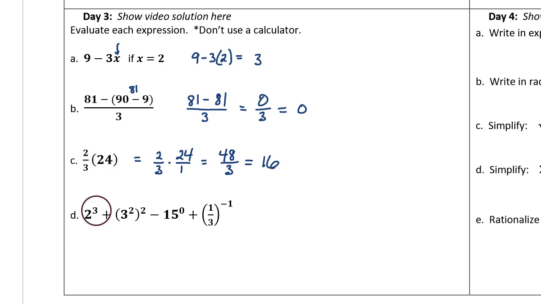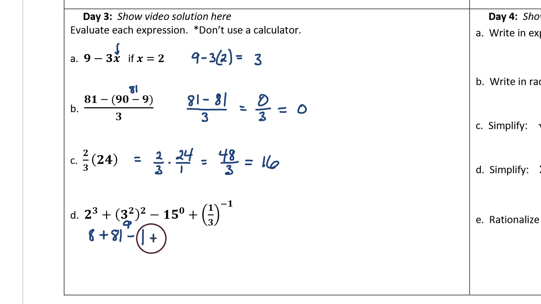Question D, 2 to the 3rd power is 8 because 2 to the 3rd power means 2 times 2 times 2. Now plus, we have 3 to the 2nd power raised to the 2nd power. Well, 3 to the 2nd power is a 9, and then 9 to that 2nd power is 81. Then minus, we have 15 to the 0. There's a rule in math that any number except 0 raised to the 0 power makes a 1.